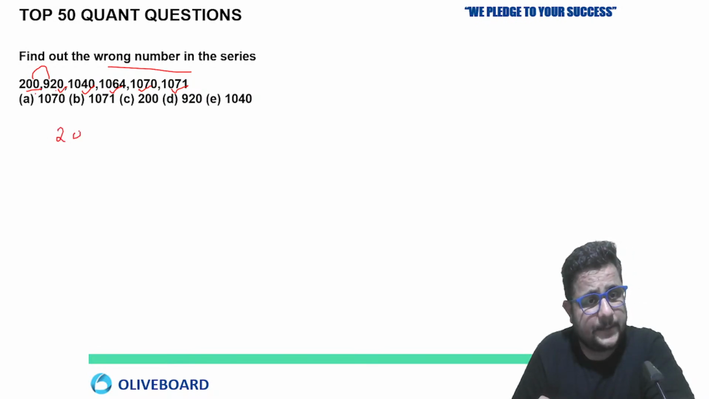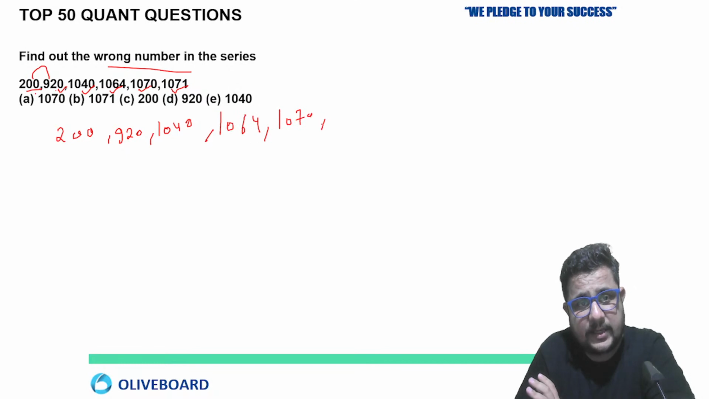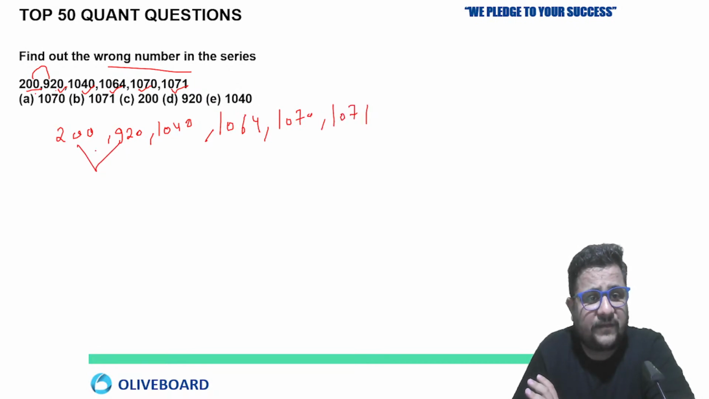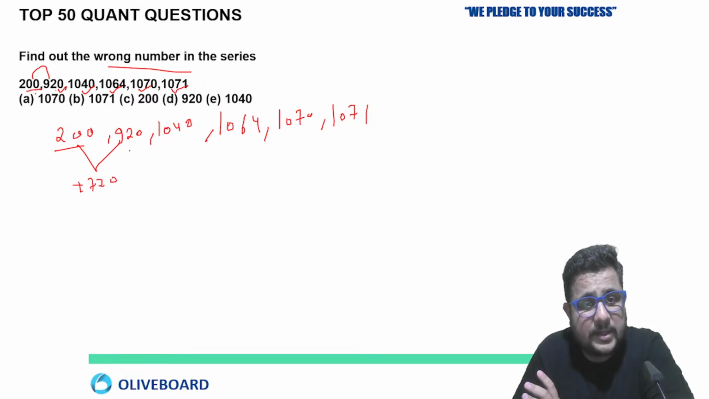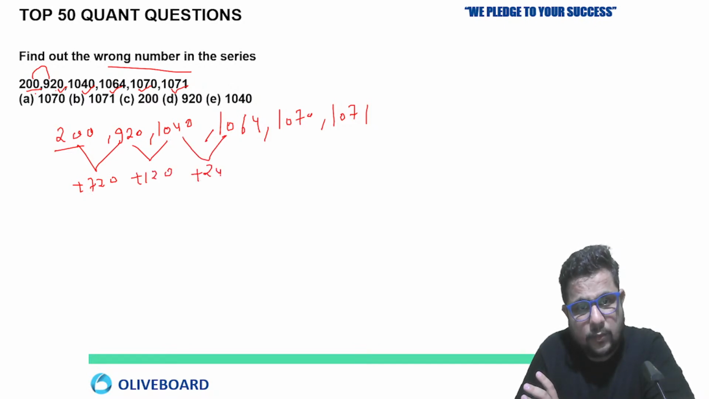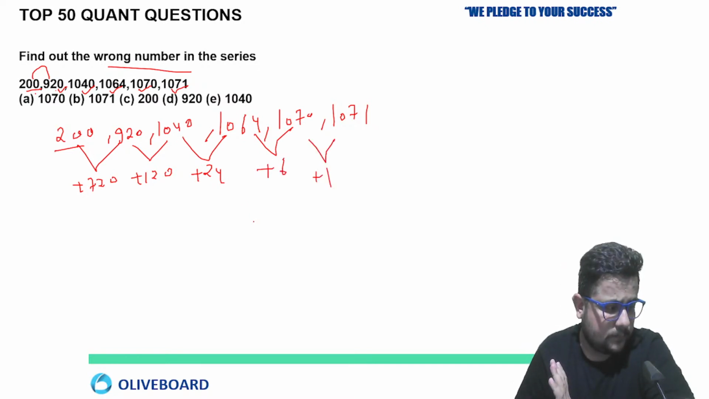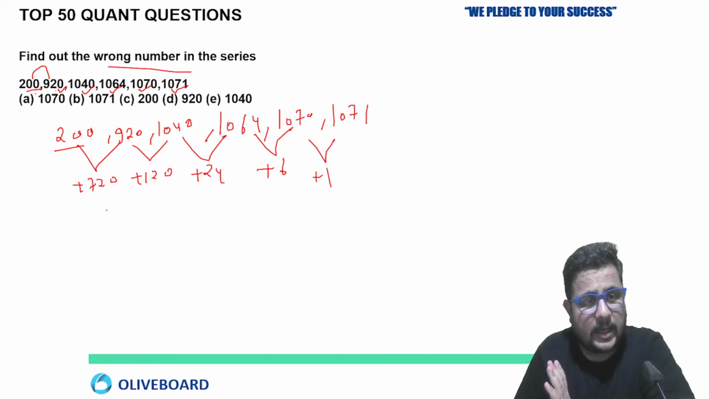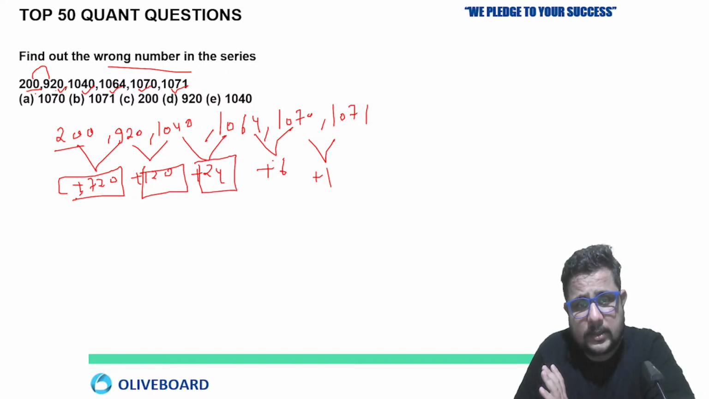$200, 920, 1040. Okay, so 200 is wrong as per you. So what logic did you apply here? 1064, 1070 and 1071. If I look at the first, a huge increase is there, plus 720, but after that plus 120, then plus 24, then plus 6, then plus 1. 1071 is absolutely the correct answer. See, 720, then 120, then 24, then 6.